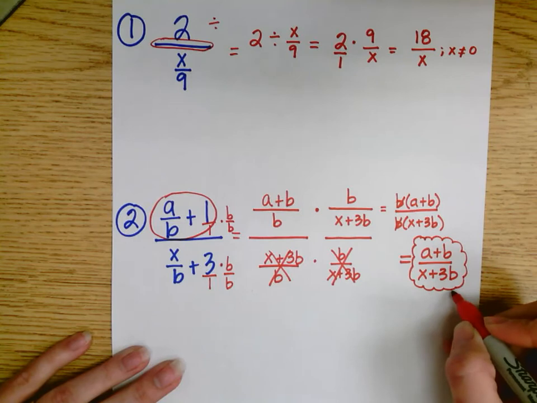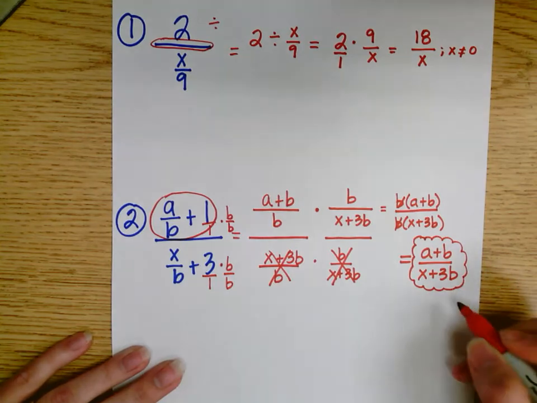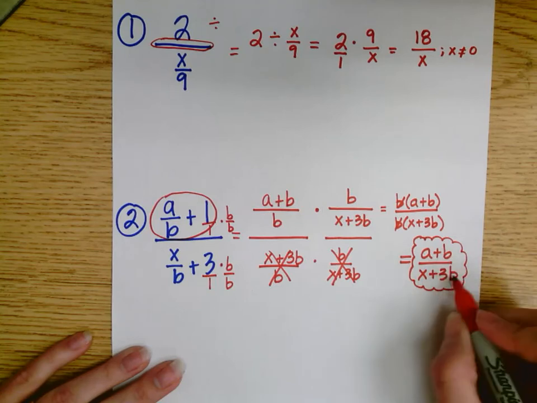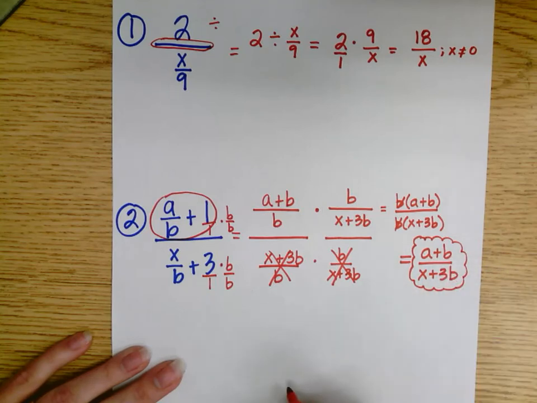Remember, you can't cancel the b's. That would be the only thing I could think that you would try to cancel. But because these are being added and these are being added, you can't cancel over addition.